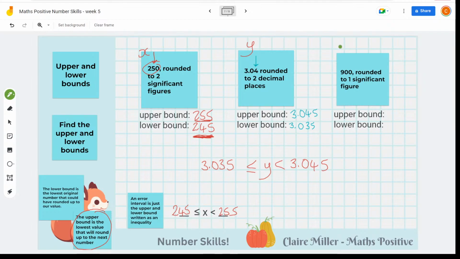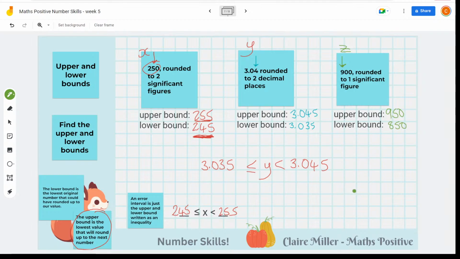Let's do one more. Let's do this one. So 900 rounded to one significant figure. We rounded it to one significant figure, so this is the digit that we rounded to. That means our upper bound's going to be half of one of these units, so half of 100 above. In other words, 50 above, 950. And our lower bound is going to be 50 below, half of one of these units below. So 850.